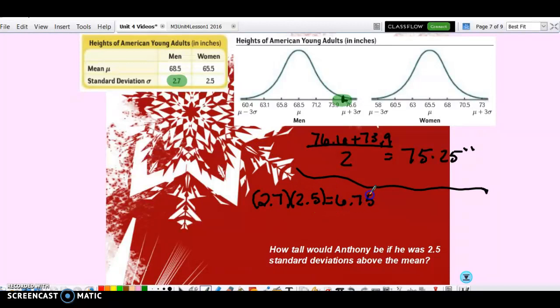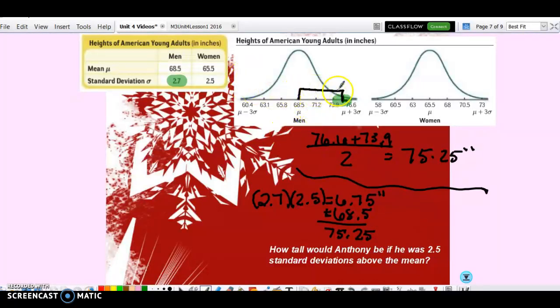Let's think about what that represents. 2.7 is how many inches a standard deviation is, and he's 2.5 of them away. So this is actually an inches measurement. That's how many inches it would be from here to here. In order to get his height then, we're going to add this to the average of 68.5, and we get the same answer of 75.25.